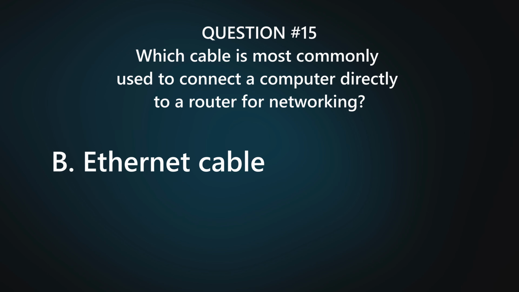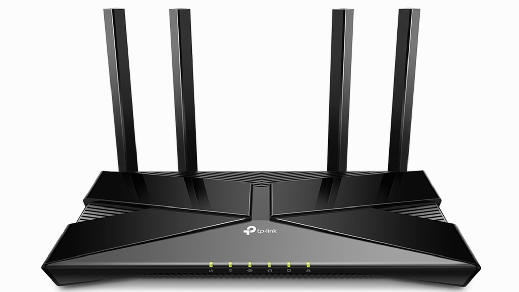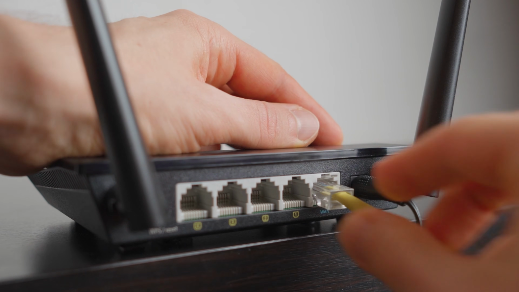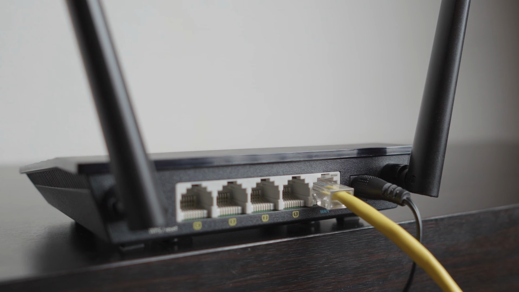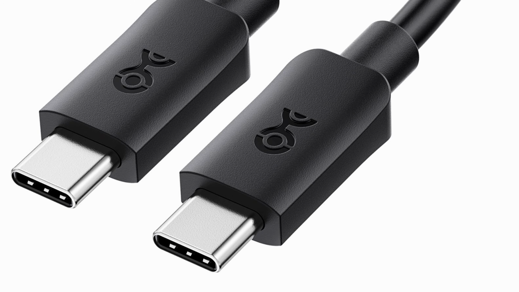The correct answer is B, Ethernet cable. An Ethernet cable connects a computer or other device directly to a modem, router, or switch. Wi-Fi is convenient, but a wired Ethernet connection is often faster, more stable, and less susceptible to interference. HDMI and DisplayPort are primarily used for audio and video connections. And USB can connect many types of accessories and sometimes be used with network adapters, but it is not the standard cable used between a computer and a router.